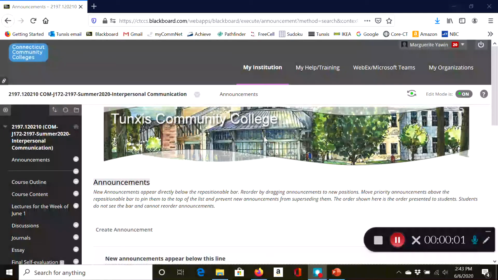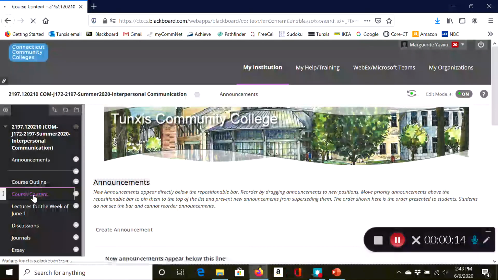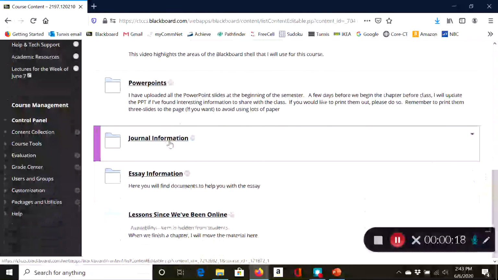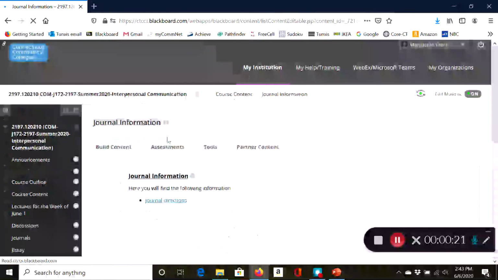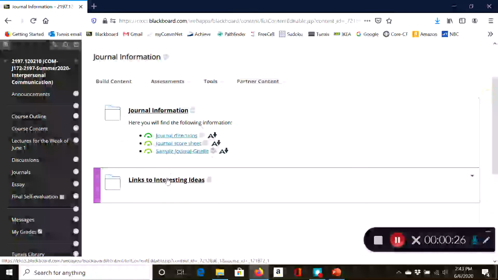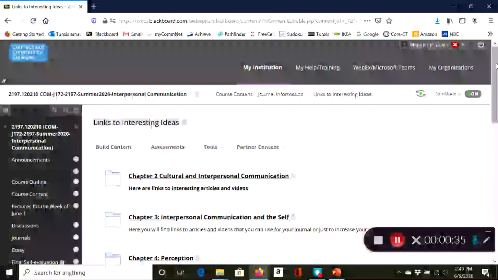Okay, so before we get into the second section, the PowerPoint itself, what I want to do is draw your attention in the Blackboard course shell under course content. If you scroll down a little bit to journal information, but after chapter 1, this is where I've got a lot of information. There's the general information about the journals, but then there's something called links to interesting ideas. And if you click on this, I've gone chapter by chapter with videos, articles, blogs.